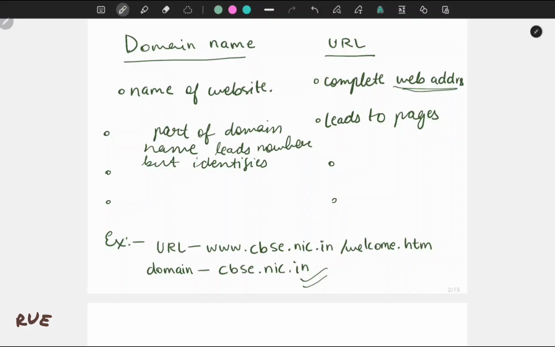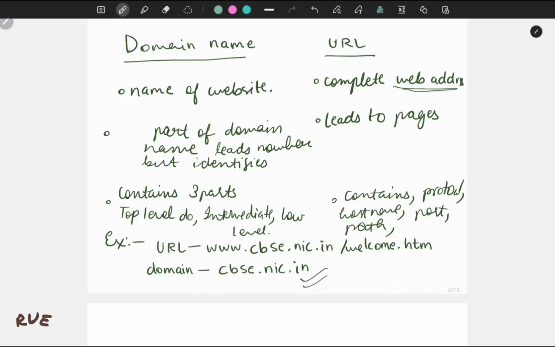The domain name helps you to identify the website's name. The domain name contains 3 parts only, that is top level domain, intermediate level domain and low level domain. But a URL contains more than that: it contains the protocol, the host name, method, port and the path of the file. And the question also asks to give an example.